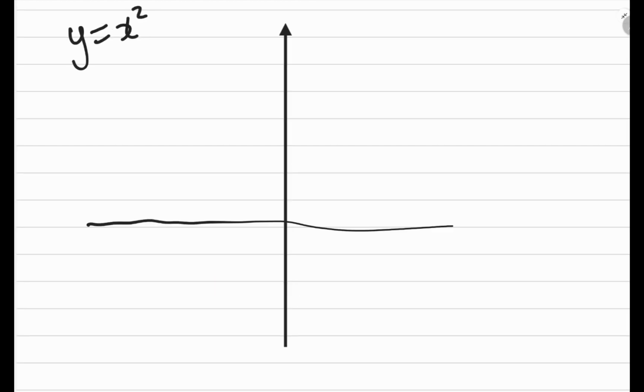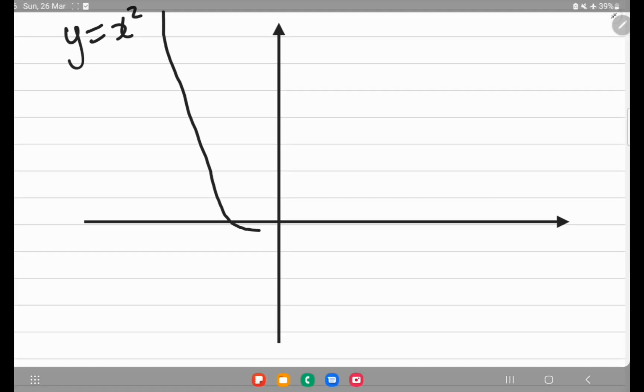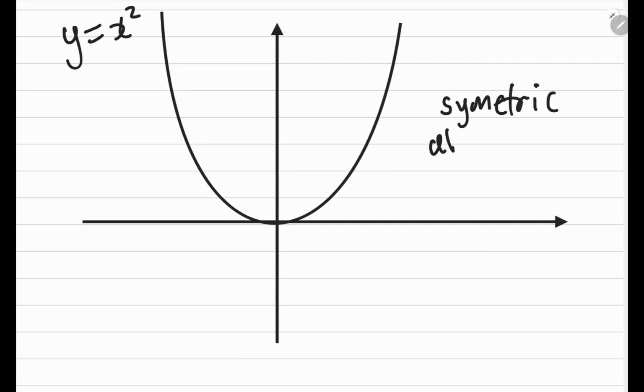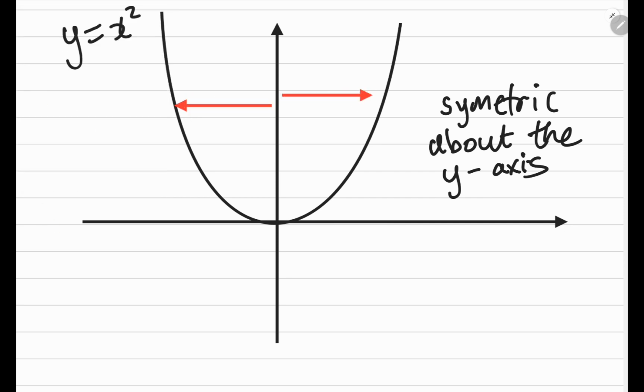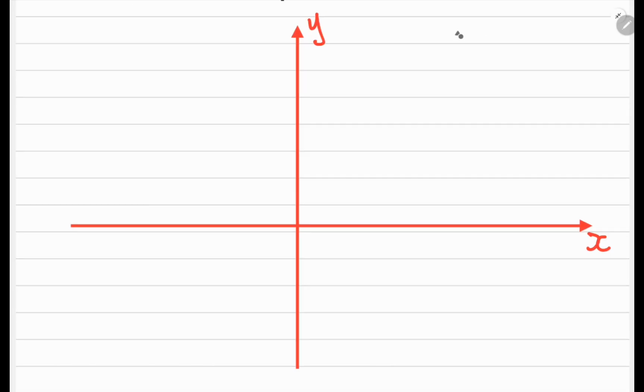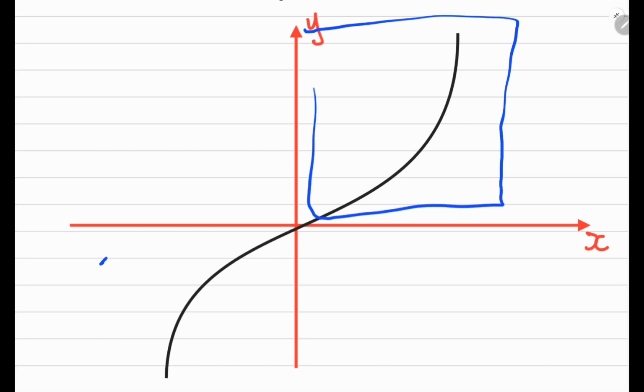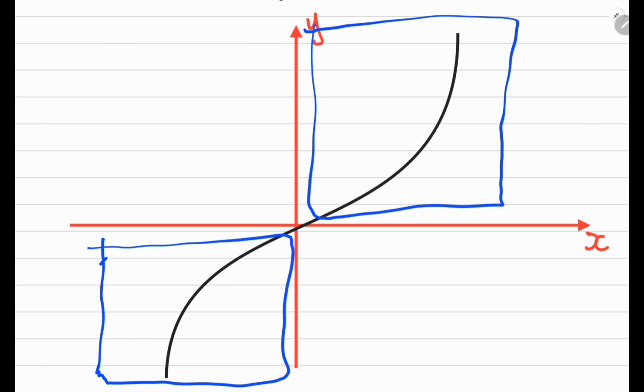This one is touching the origin and it is symmetric about the y-axis. What we see on the right-hand side is the same as what we see on the left-hand side. Y is equal to x cubed, passes through the origin, and this part right here is a mirror image of that part as well.